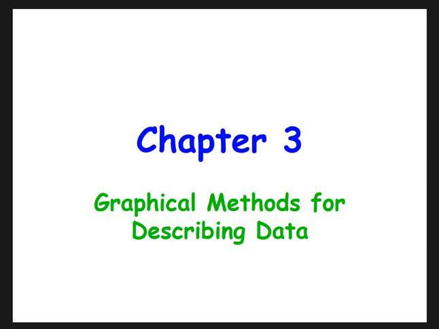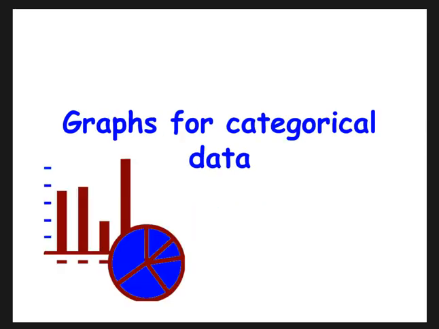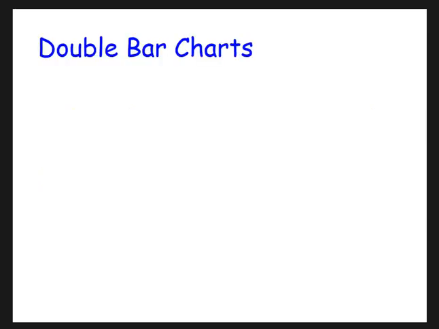Okay, so we are starting chapter 3 here for week 2, graphical methods of describing data. There are going to be several organizing things that have to take place first before we can construct those graphs. We'll cover those here as well. So let's start out talking about organizing and graphing categorical data.